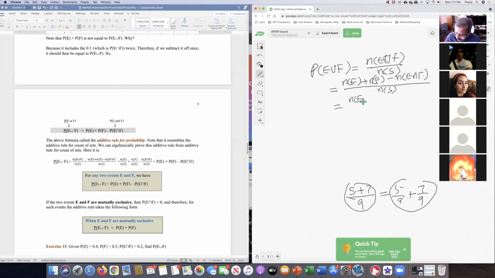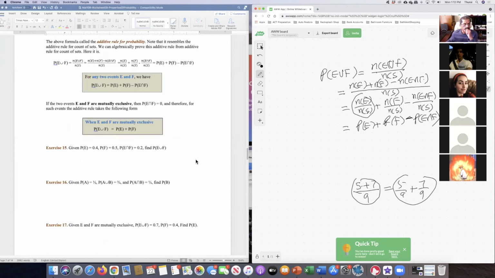I get count of E over count of S plus count of F over count of S minus count of E intersection F over count of S. And this is what probability of E is. Probability of E plus probability of F minus probability of E intersection F. So basically I proved algebraically that the counting rule that we learned for set theory applies to probability as well.